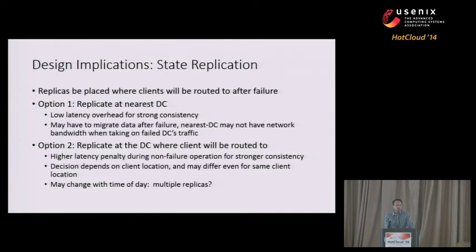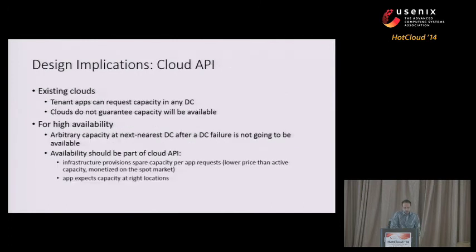Second implication is, where do I replicate state? Now the capacity allocation optimizer is deciding where spare capacity exists, and that is where the clients will be routed to after a failure, assuming we get the first design right. Then the state data must also exist at those same locations. We could either replicate upfront at the right locations, or we could always replicate nearby, but move the data to the right locations after the real failure happens. Yeah, the paper goes into a little more detail of how one could go about doing that.